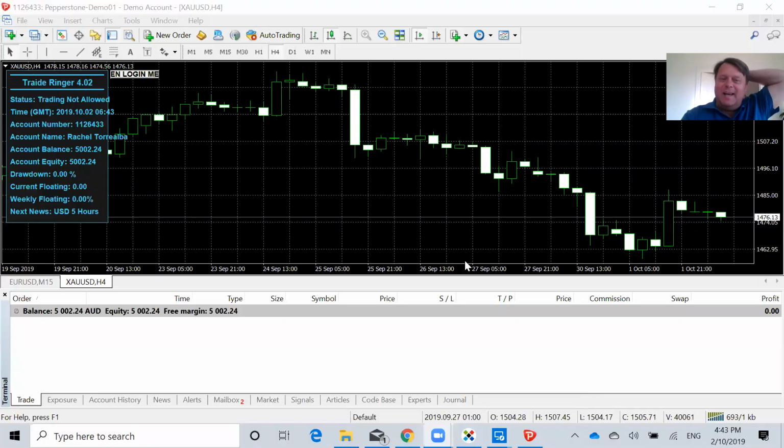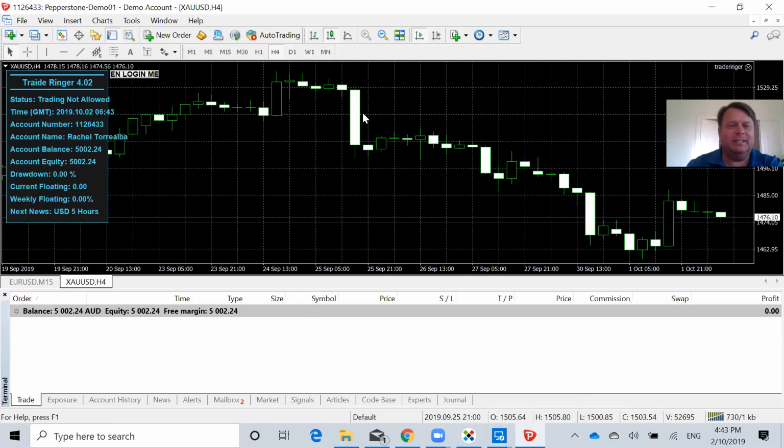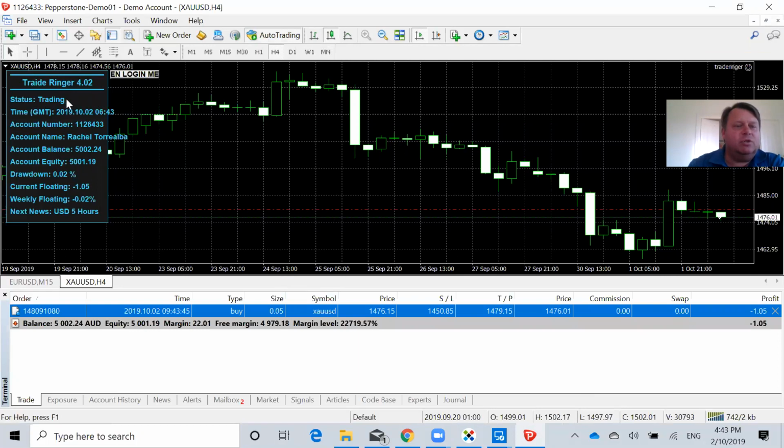All right, so the last thing you need to do when you have loaded all your settings up is click this little button here that says auto trading. Believe it or not, that's all it was. I forgot about that bit because mine's already set. As soon as I hit auto trading, bang, you can see it's trading. It immediately takes out a trade. You can see the little trade ring has a smiley face. We are up and running.